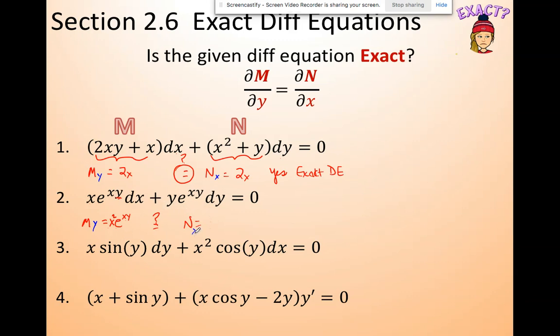Now I'm taking the derivative with respect to x. So I'm taking the derivative of e to the stuff times its constant times the derivative with respect to x, which, hopefully you can already see, is going to be y. These two things are not equal, therefore no, not exact. And I'll leave it to you to show that the next one is not. Be careful. Look, I mixed this up. Be careful.